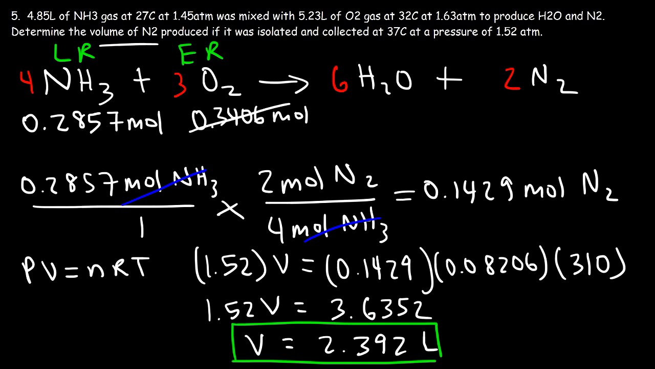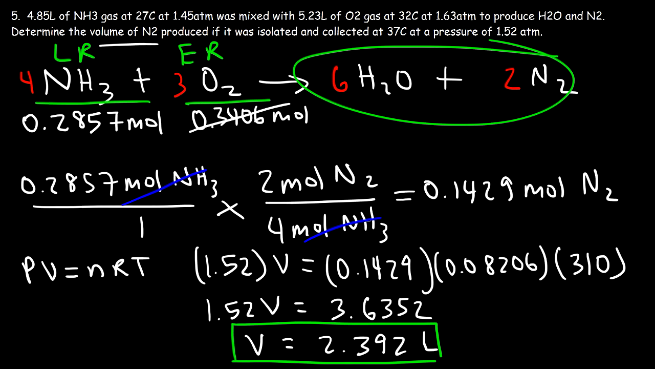So whenever you're given the information for both reactants, and if you need to calculate something regarding the products of one of those reactants, then always identify the limiting reactant, the one that runs out first.